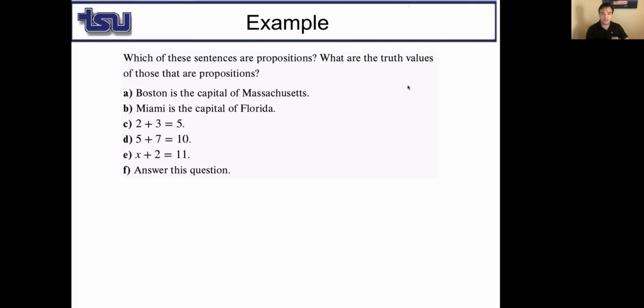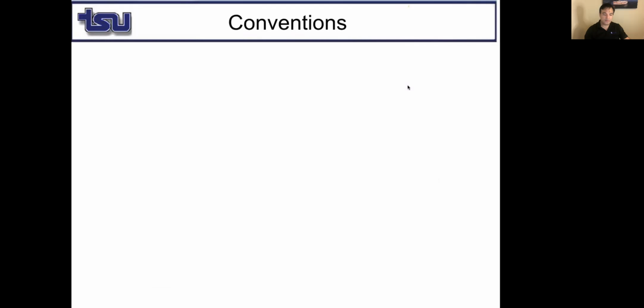X + 3 is equal to 11. Even though that's a declarative statement, we don't know if it is true or false. That depends on X, therefore that's not a proposition. Answer this question is not a declarative sentence. Therefore, that is not a proposition, okay?